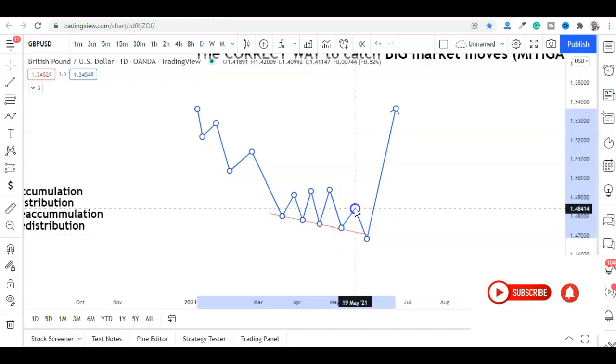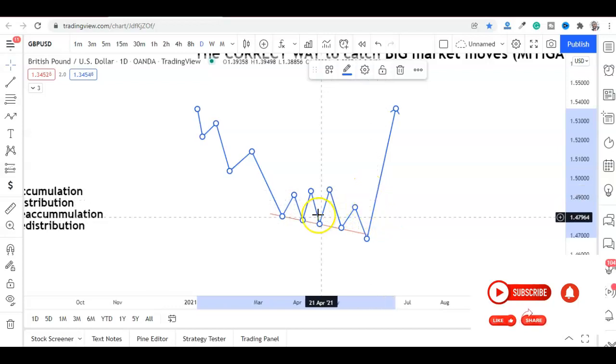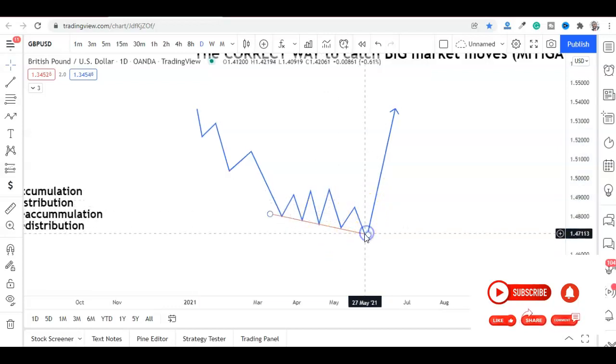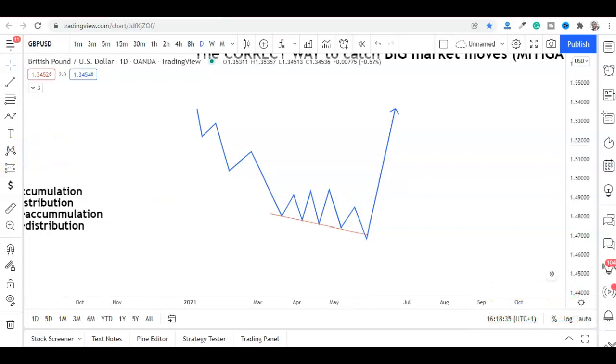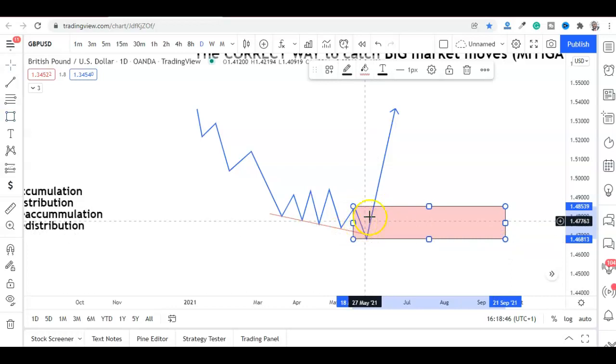Okay, and how do they do that? How do they now finally manipulate all this? Is by creating a sell order here. By creating a sell order to take out everybody that have been in the market previously before now buying. Okay, then that's where price move up.